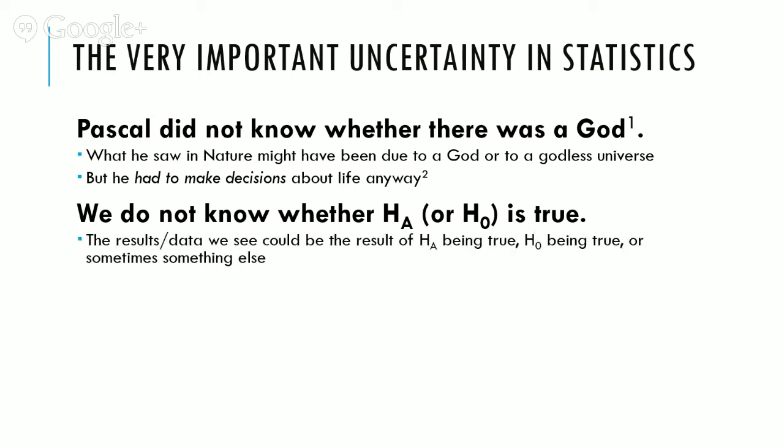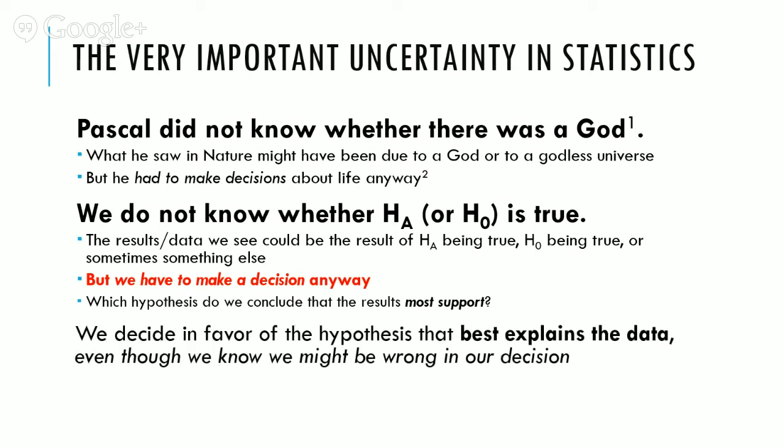But we don't know whether the alternative or the null hypothesis is true. The data that we see could be the result of either one being true, and this is always going to be the case. We are never going to find a situation where it is completely 100% clear that one hypothesis is true and the other one is false. But we have to make a decision about the null hypothesis anyway.